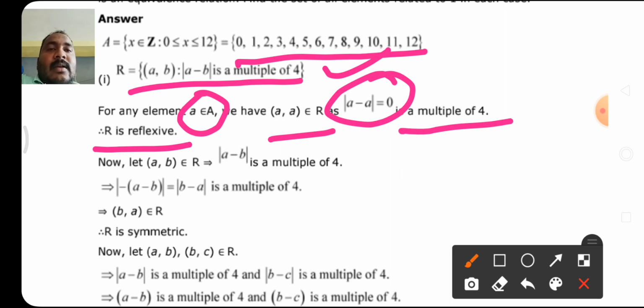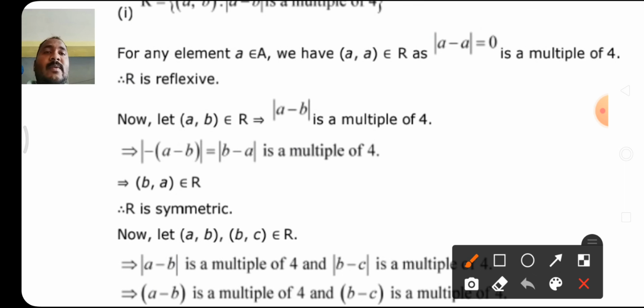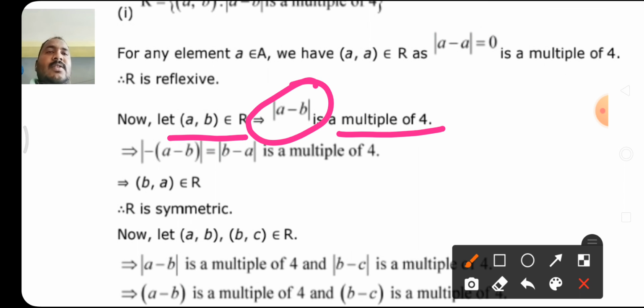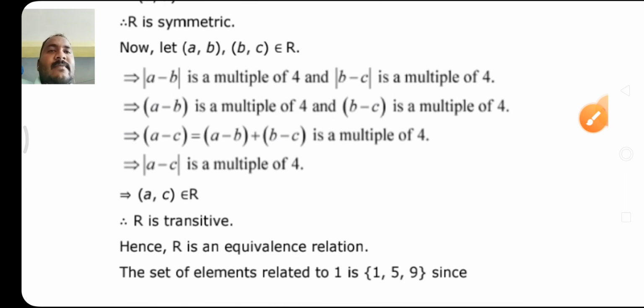Now, let (a, b) belong to R, because |a − b| is a multiple of 4. Again taking the common factor minus, we get |−1 × (a − b)| = |b − a|. B minus A is again a multiple of 4. Therefore, (b, a) belongs to R. Because of this, R is symmetric. Now let us check transitivity.